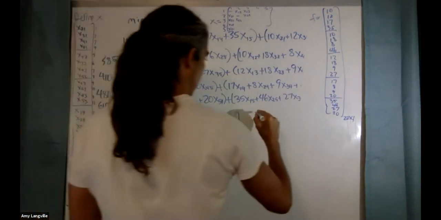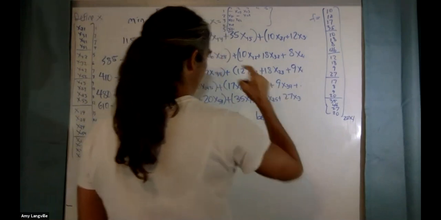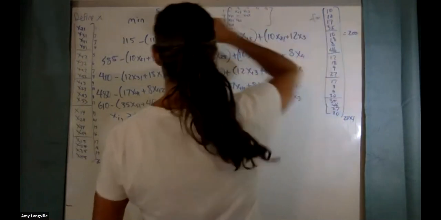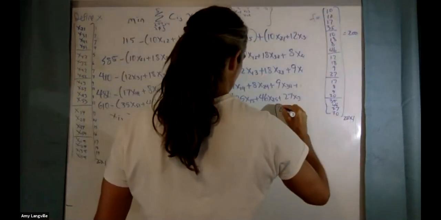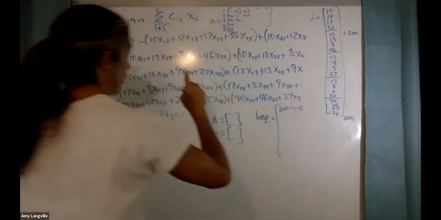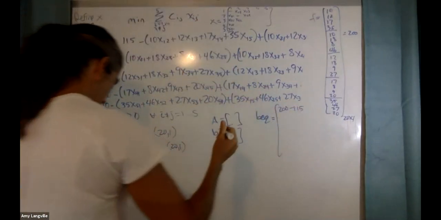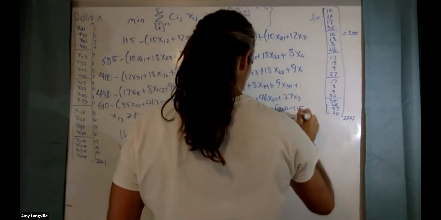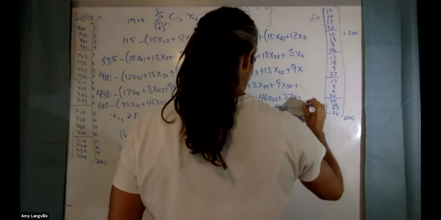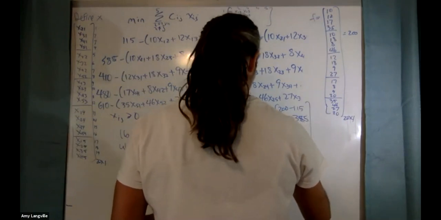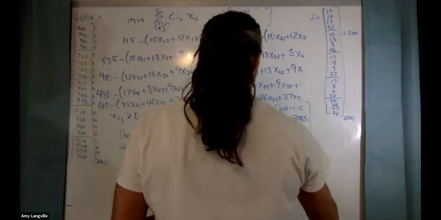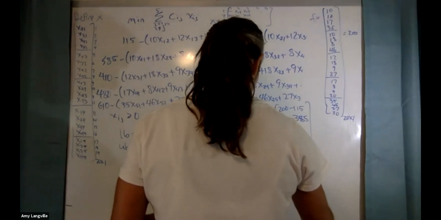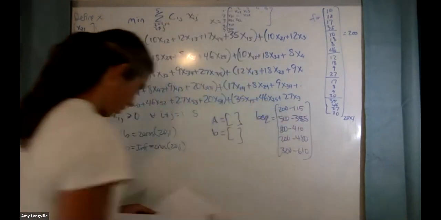Another easy one to put in here is BEQ, which would be the right-hand sides. The first one was equal 200 minus 115, so 200 minus 115 is the right-hand side. The next one was 500 minus 385. Whatever these constants turn out to be, put those in a vector: 800 minus 410, 200 minus 480, 300 minus 610. All right, so those constants go in the BEQ.